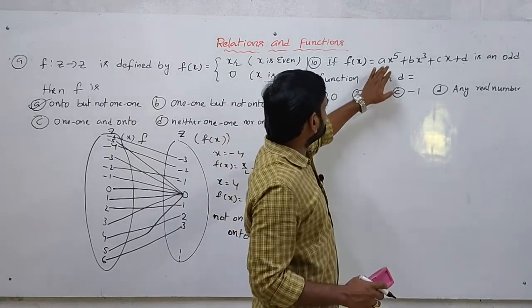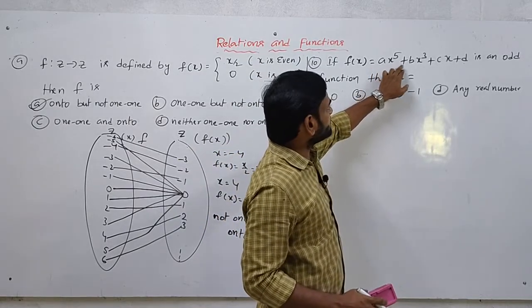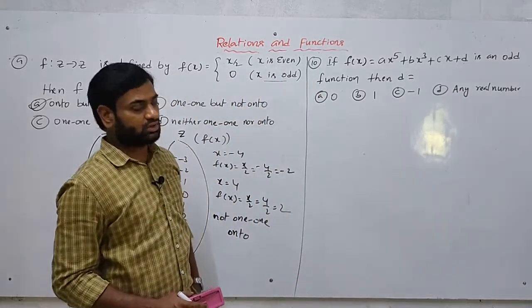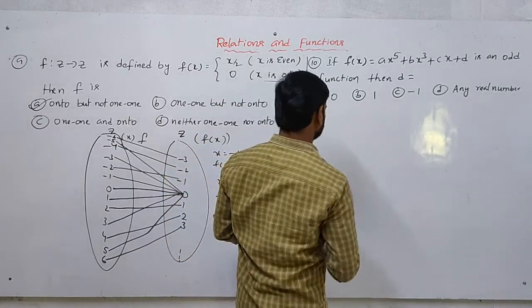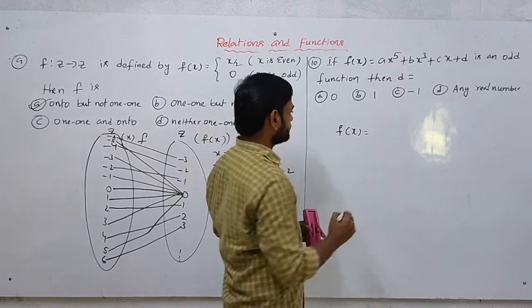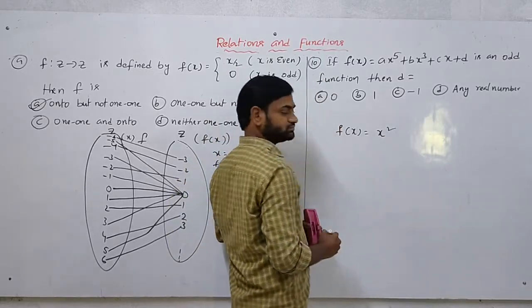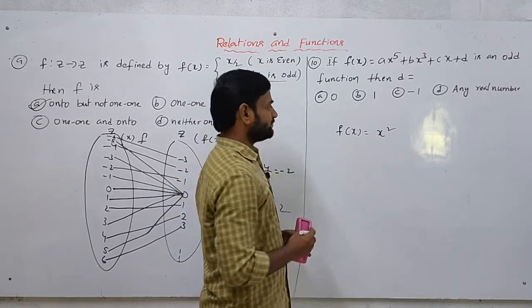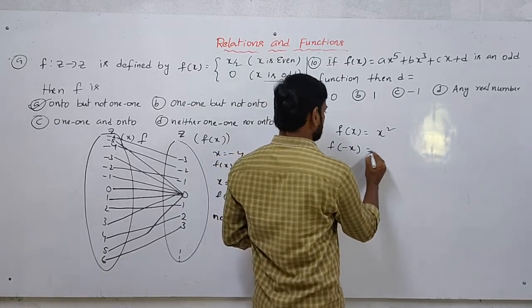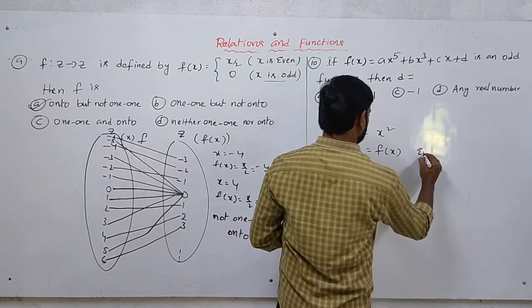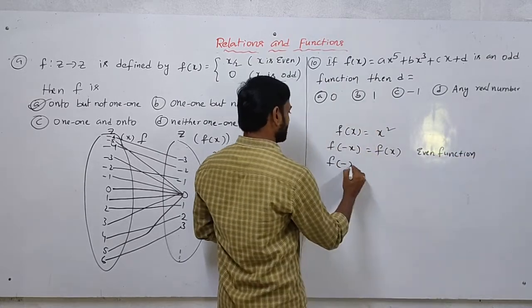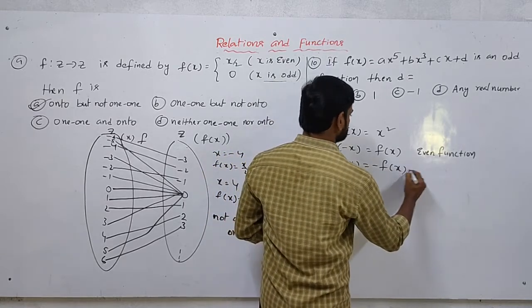Next, what about this one? f of x equals ax power 5 plus bx cube plus cx plus d is an odd function. Then b equals what? What about the even function and odd function? Suppose f of x is x square. Is the function an even function or an odd function? How to check? When f of minus x equals f of x, then it is an even function. If f of minus x equals minus of f of x, then it is an odd function.